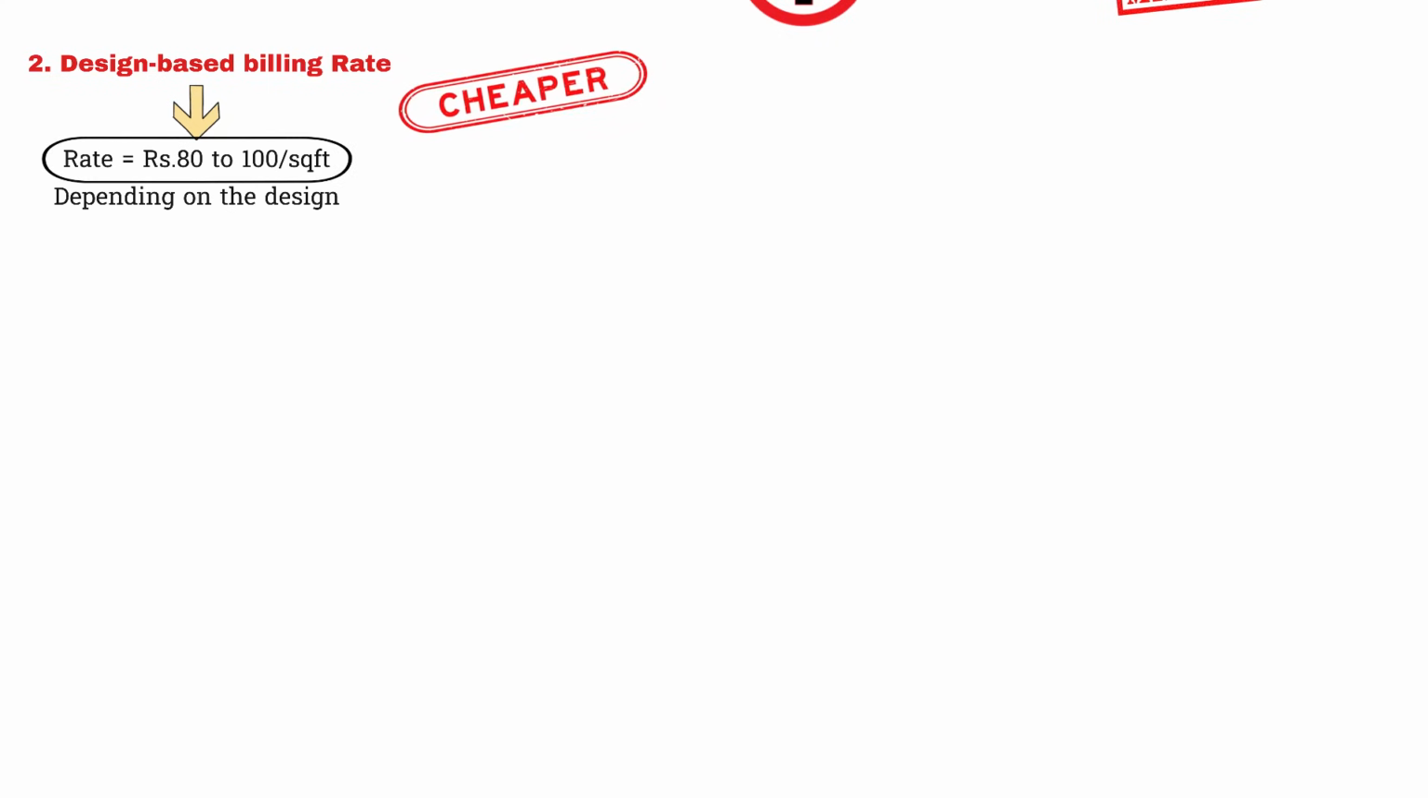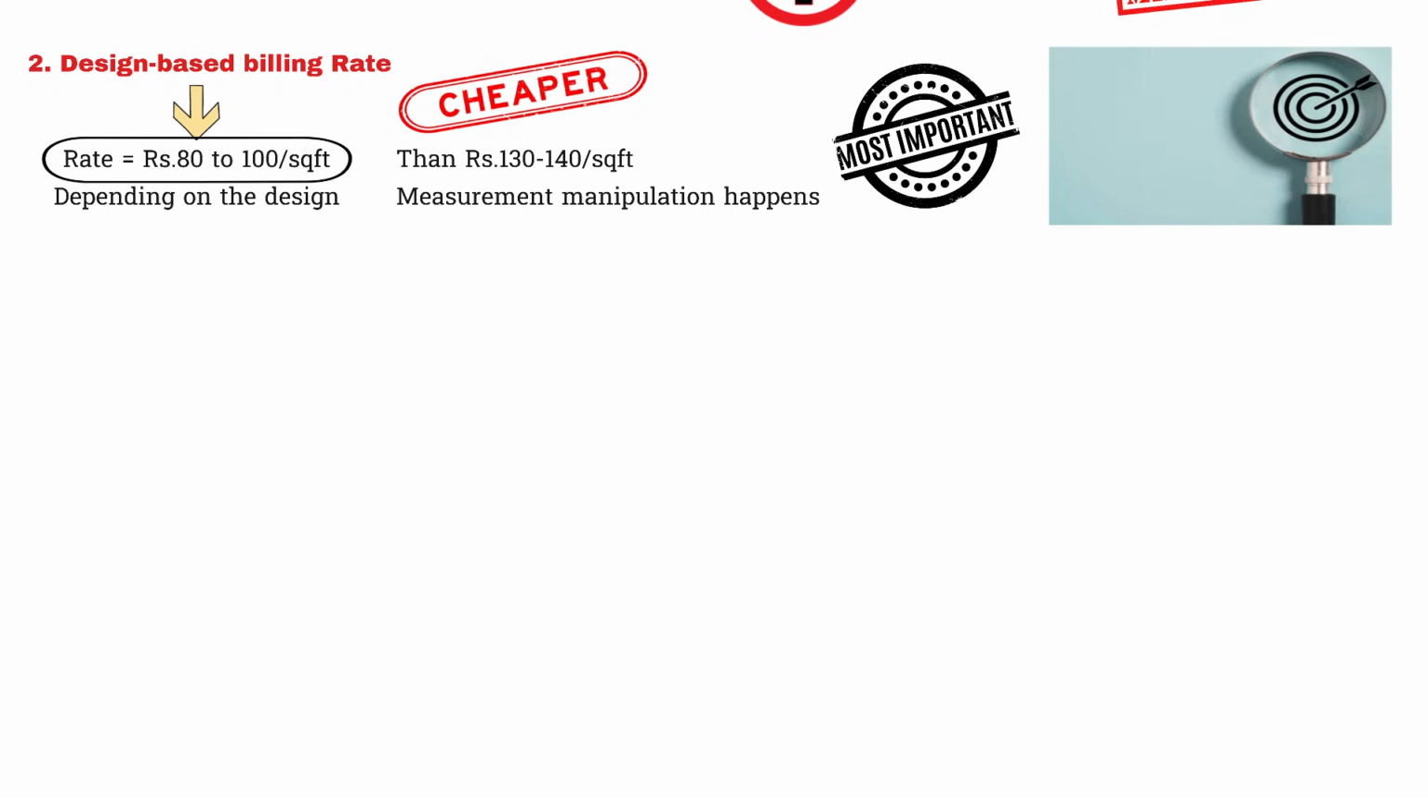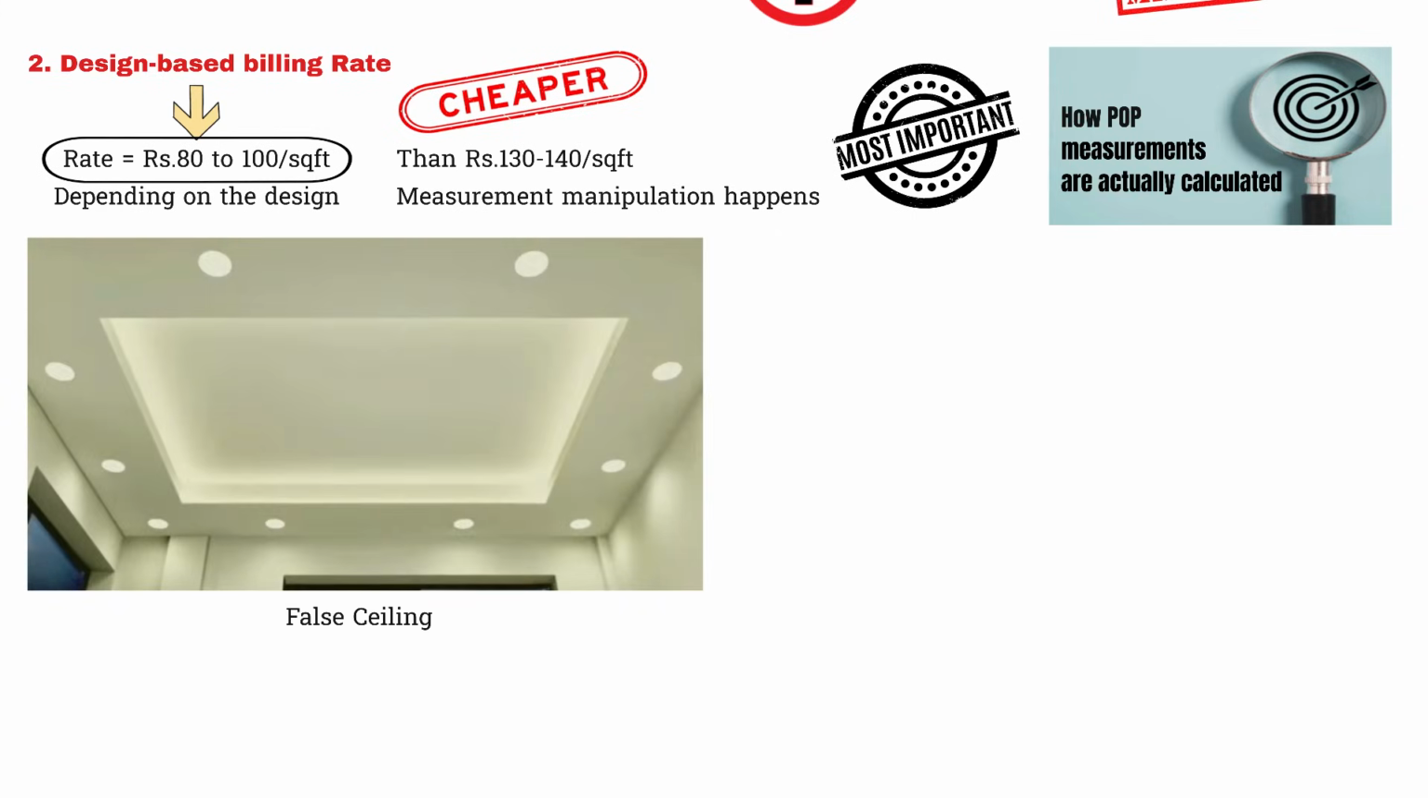The second method is design-based billing. In this, the rate is usually 80 to 100 rupees per square feet, depending on the design. At first, this looks cheaper than the 130 to 140 rupees rate. But here, measurement manipulation happens. This is the most important point to understand, and that is why this video focuses on how POP measurements are actually calculated. First, I will show you the false ceiling.